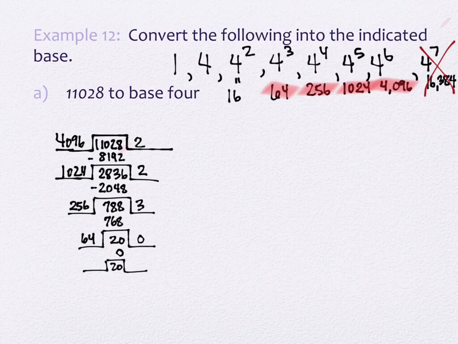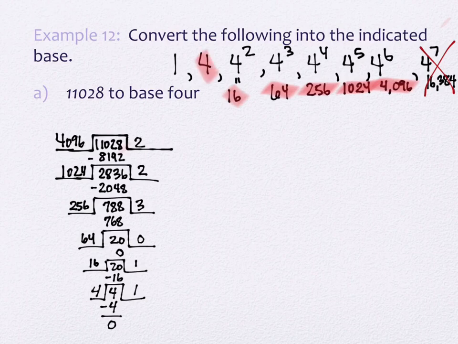After the 64, what shall I divide by? 16. So here's a 16. How many 16s are there in 20? 1. That gives me a remainder of 4, which happens to be the next thing I'm dividing by. 4 goes in 1 time. The remainder is 0. I am not done, however.